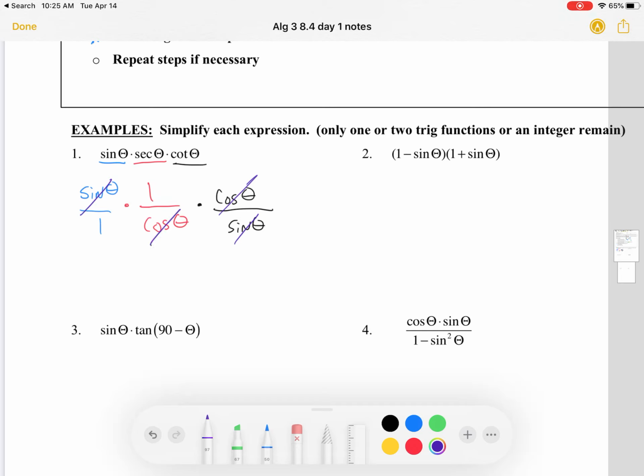Same with cosine on top, cosine on bottom. Again, I'm multiplying, so I'm just pretty much cross-reducing. Now all that's left is 1 over 1. You should know that 1 over 1 simplifies down to just 1. 1 is your final answer here.